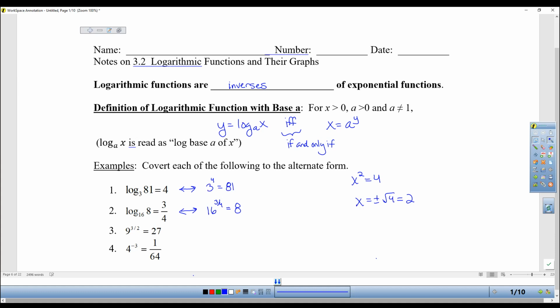Going from an exponent to a log, now it's going to be log base 9 of 27 is equal to 3/2. And log base 4 of 1 over 64 is -3. So this is usually a challenging section for people because they're just not used to the concept of the log.